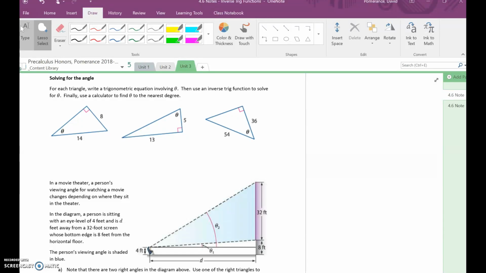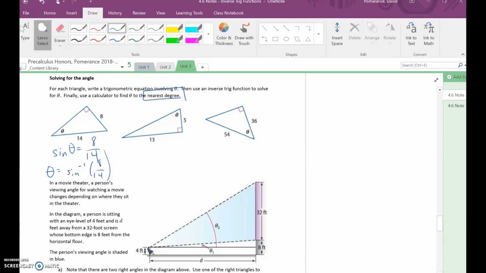As a reminder, you've already dealt with inverse trig functions in the past. Back in geometry, you've had to do problems like this, where you can set up the equation using SOHCAHTOA. So this is the sine of theta equals 8 over 14, or theta equals inverse sine of 8 over 14 to the nearest degree. What does that mean?